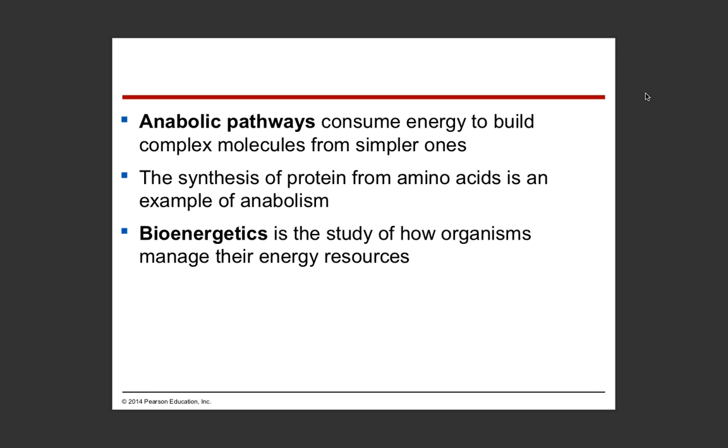On the flip side, anabolic pathways are going to be building. Think about anabolic steroids. I like to pick things up and put things down. We're talking about growing your muscles. In this case, anabolic pathways consume energy in order to build complex molecules. This would be like taking our monomers and putting them together to make a polymer. Again, a couple of single pieces added together to make one larger piece. The synthesis of protein from amino acids is an example of anabolism because you have a protein, a polymer, being made from a whole bunch of tiny monomers.